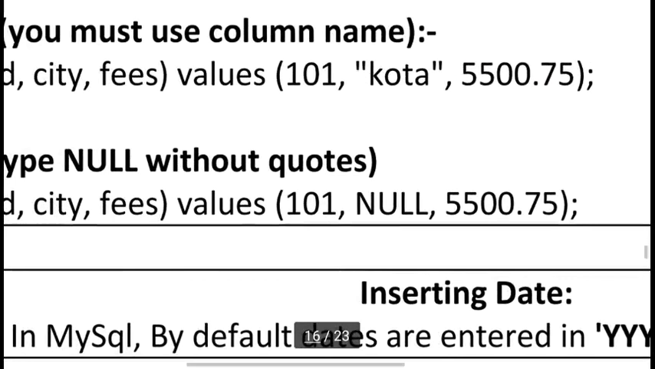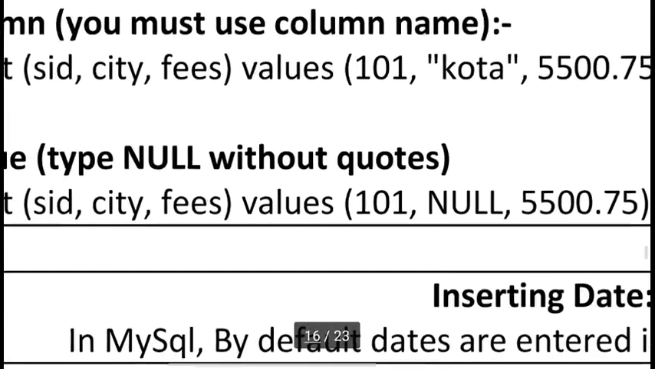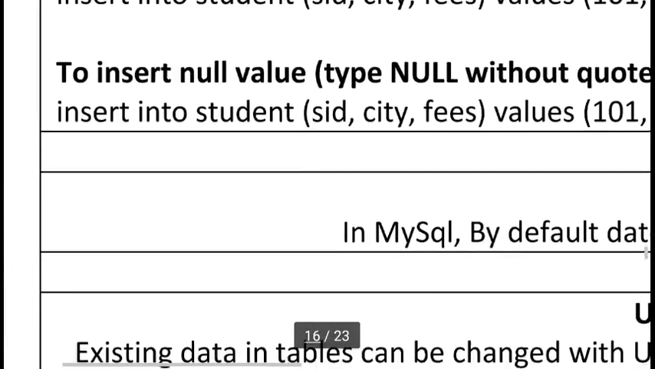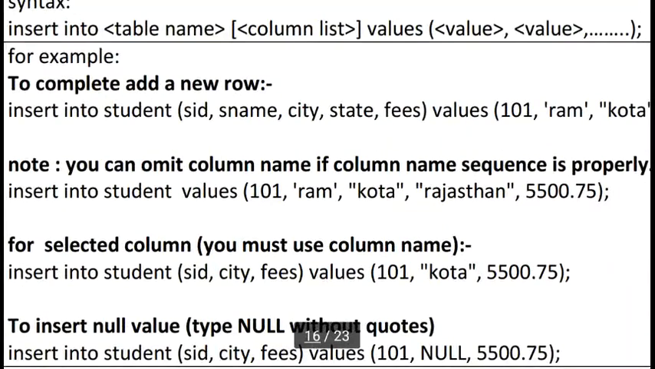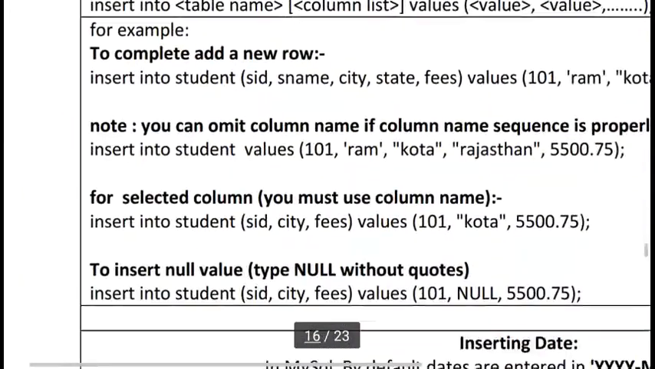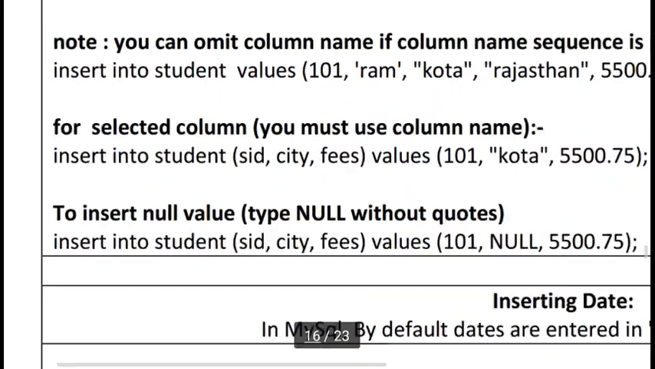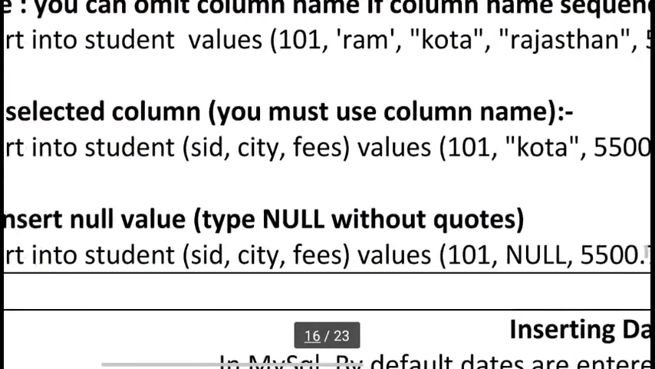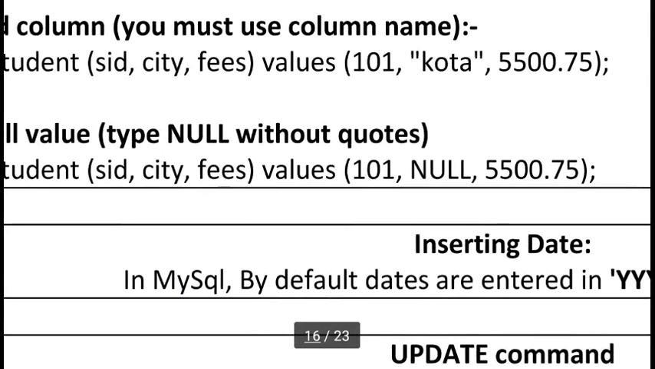Without quotes, only for conceptual purposes, this is how to use null. Suppose we have no information, or the information is not available or unknown, we cannot leave it blank, so we can use only NULL. So these are the different varieties to insert a complete row, to insert a row without column names, to insert selected column names and respective values, and we can also insert NULL, but here we cannot use double quotes.